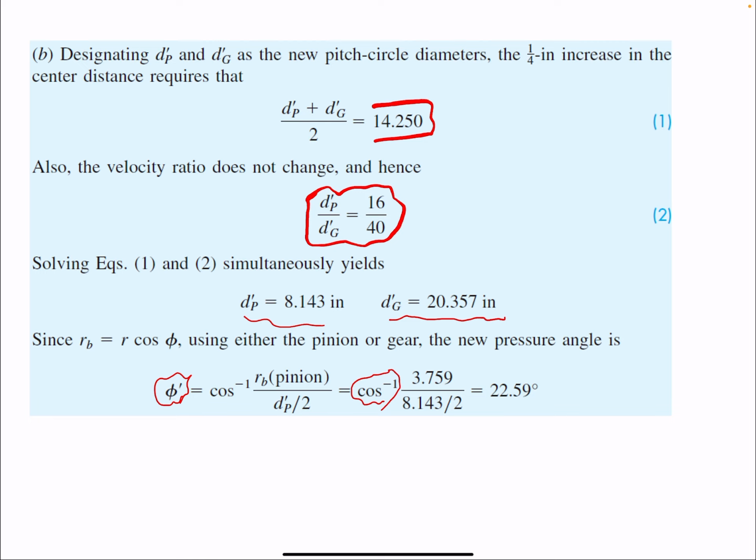Again, if you have the force acting on your gear, that's the pressure angle. And if you want to find the tangential component, that would be F cosine phi. So the lower our pressure angle is, the higher the cosine and the higher the tangential component. And that's the component that we are interested in.